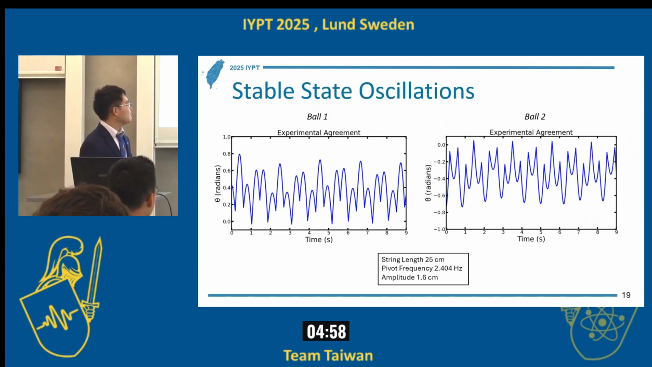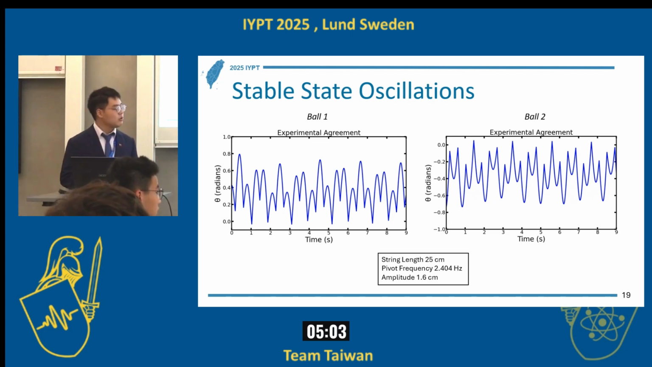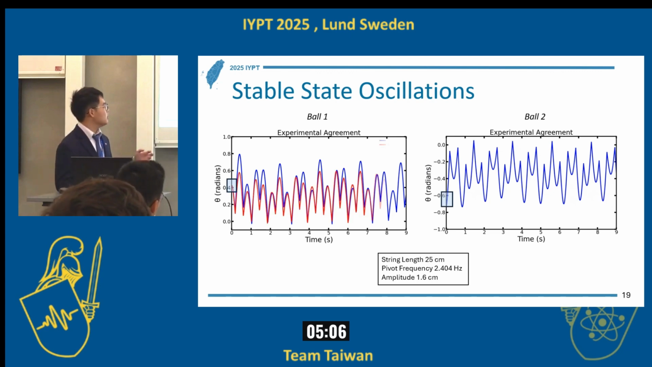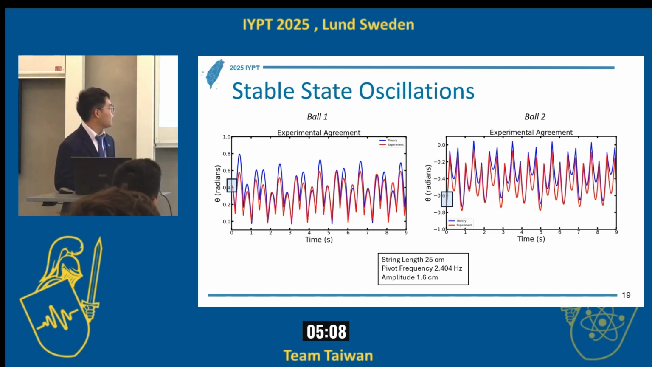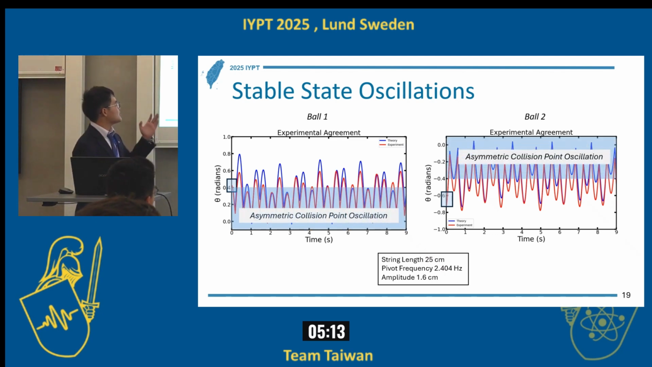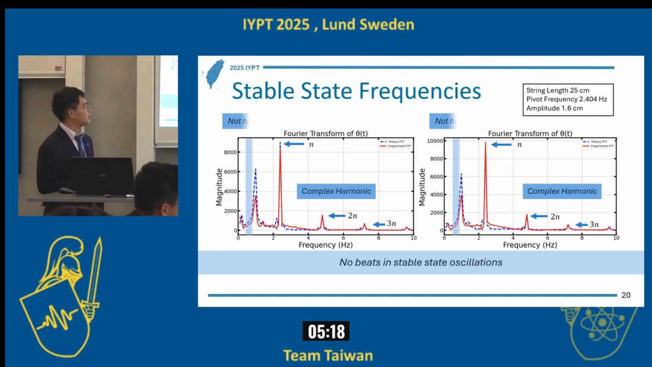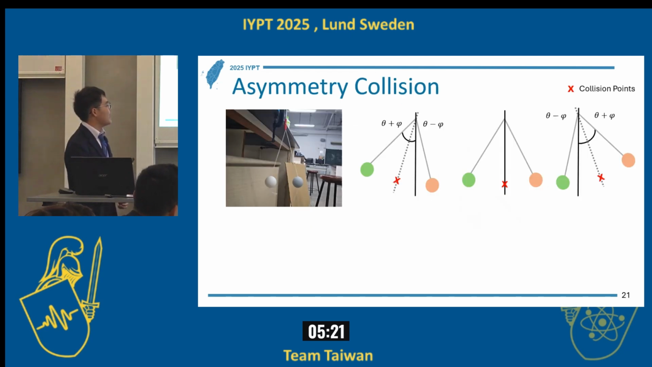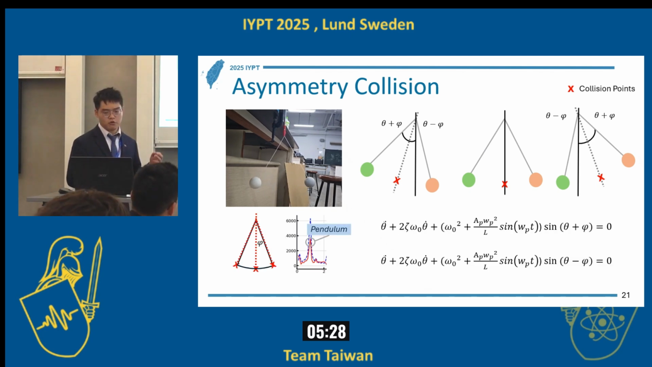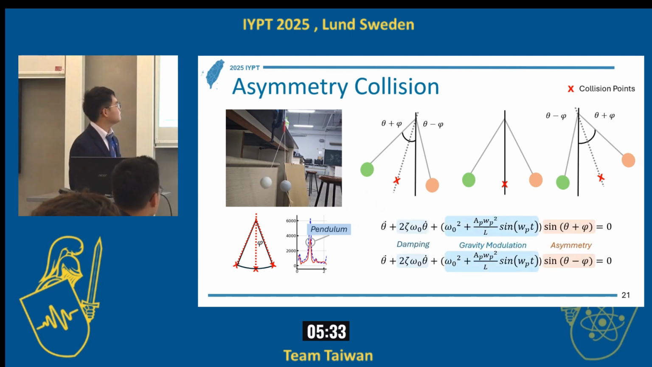We can then move on to investigate the stable state oscillations after we have run the experiment for a long time. Plugging in the initial conditions, we can see a good quantitative agreement. Well, this is due to an asymmetric collision point oscillation, which we can actually see in our stable state frequency, where there is a new peak that is not a harmonic. This is because the center of mass of the pendulum ball will actually oscillate like a simple pendulum, thus giving us this new frequency. So now our equation accounts for the symmetry, asymmetry, gravity modulation, and the damping.